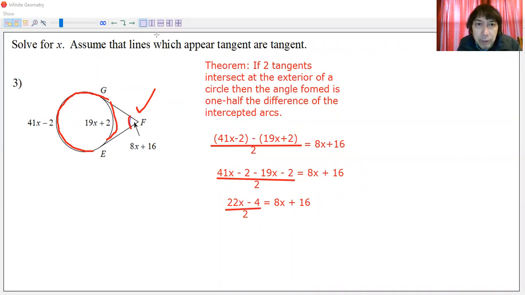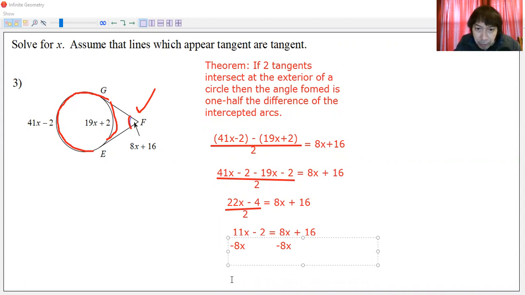Okay, so 22 divided by 2 is 11x, and 4 over 2 is 2. That will be a minus 2 there. This will still be 8x plus 16. Okay, so we subtract the 8x. We shall have a minus 8x and a minus 8x, and we shall get the next line.